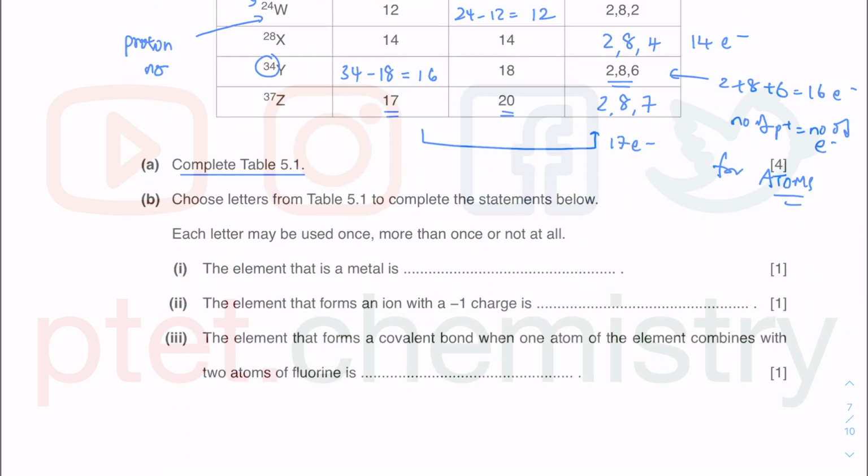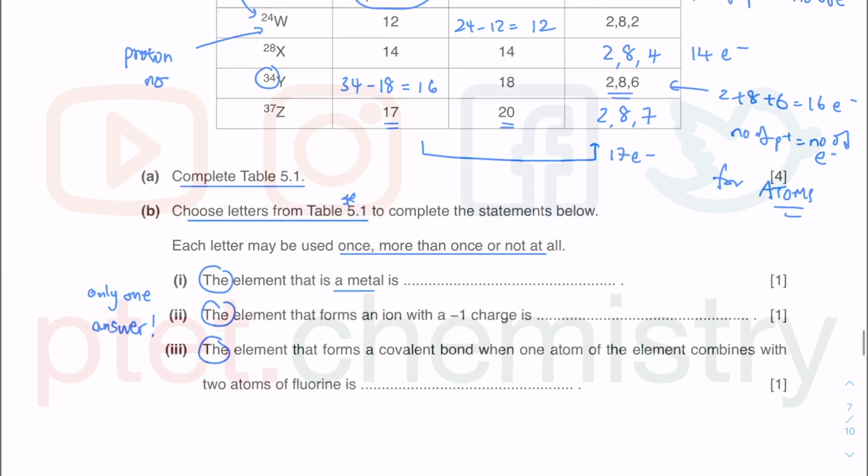Part B, this is choosing letters. If you read the question, you've got to try and circle and underline stuff, because we are very forgetful. We do not want to be doing the wrong thing by not circling or underlining important information. So each letter may be used once, more than once, or not at all. We are looking at the element that is a metal. The, so that means only one answer. It's not a or an, it's the, meaning there's only one answer.